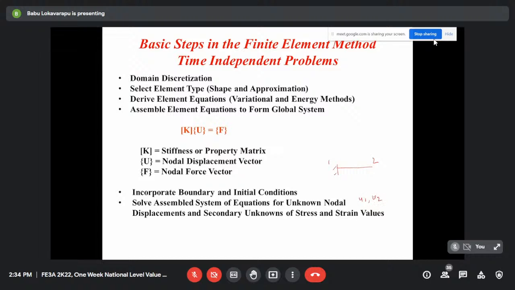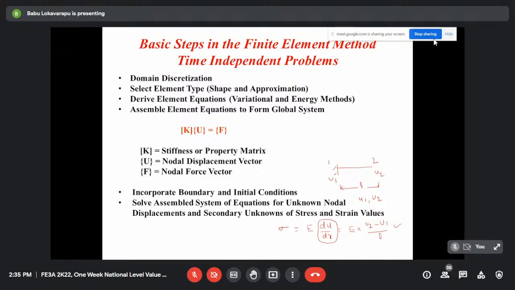Once you know the primary variables, then I can find out the stress. How do you find out stress? From Hooke's law, Young's modulus into strain. What is strain? du by dx. That is equal to Young's modulus into, what is du? Change in displacement. What is change in displacement? Displacement at 2 minus displacement at 1, U2 minus U1, divided by the original length. The original length is L. This gives us stress. Of course, strain is nothing but this only. This is what we call strain.